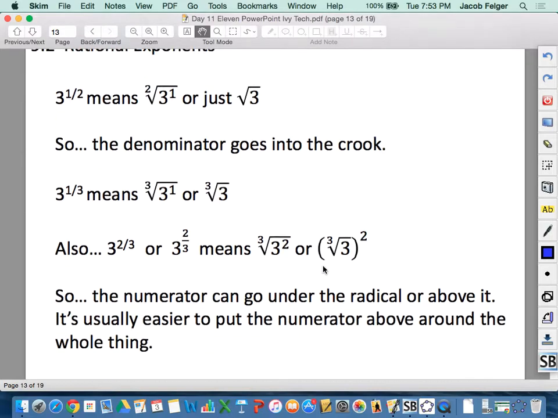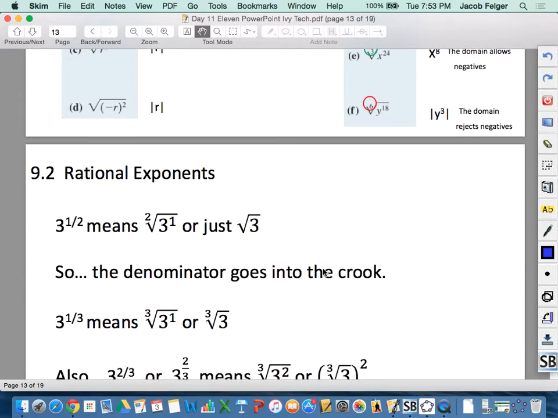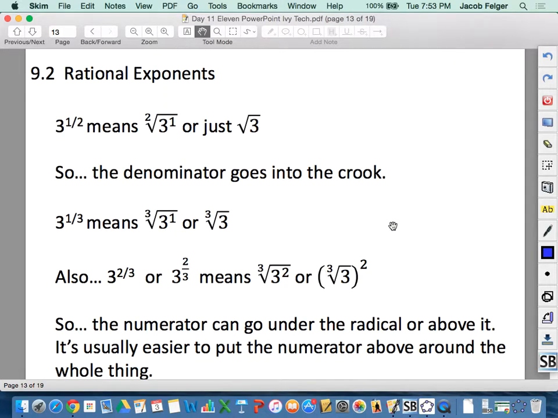I'm actually going to skip that stuff because this is not on your test or on your final, and so I'm not messing with it. Okay, so we're going to get to rational exponents. This is section 9.2. So the other stuff was section 9.1.